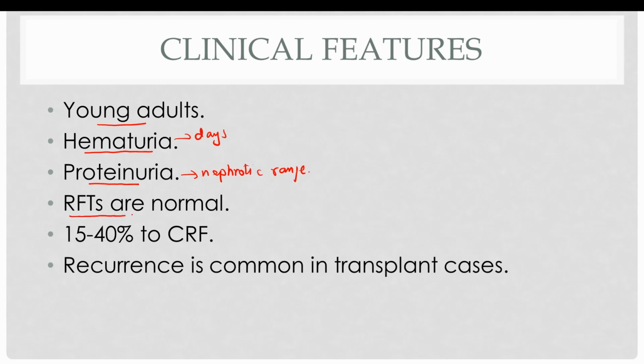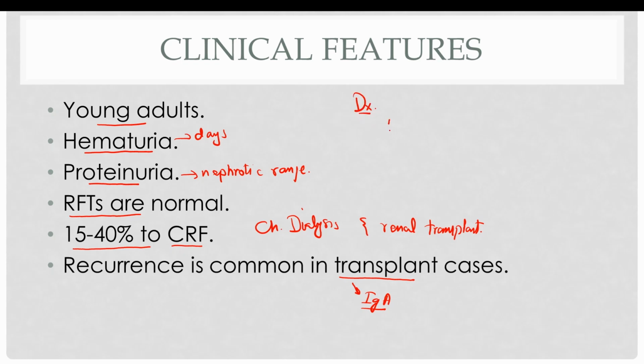Renal function tests are mostly normal at the start of the disease, and 15 to 40% of cases of IgA nephropathy progress to chronic renal failure within 20 years of diagnosis. So such patients will require dialysis and renal transplant. Recurrence is common in transplant cases as well, with the slow progression of the disease identified by the deposition of IgA antibodies within the mesangium. The definite diagnosis is established by the detection of IgA antibodies in the glomeruli.